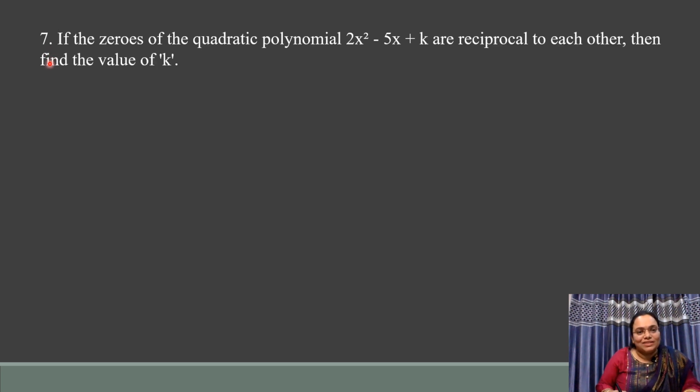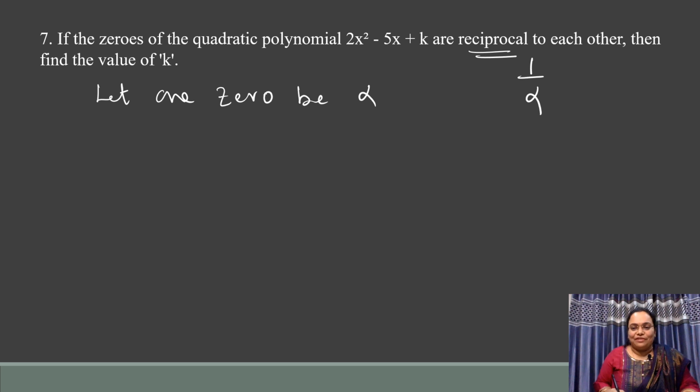The next one is, if the zeros of the quadratic polynomial 2x² − 5x + k are reciprocal to each other, then find the value of k. If the zeros of the polynomial are reciprocal to each other, let one zero be alpha, then what will be the reciprocal? The other zero will be 1 by alpha.